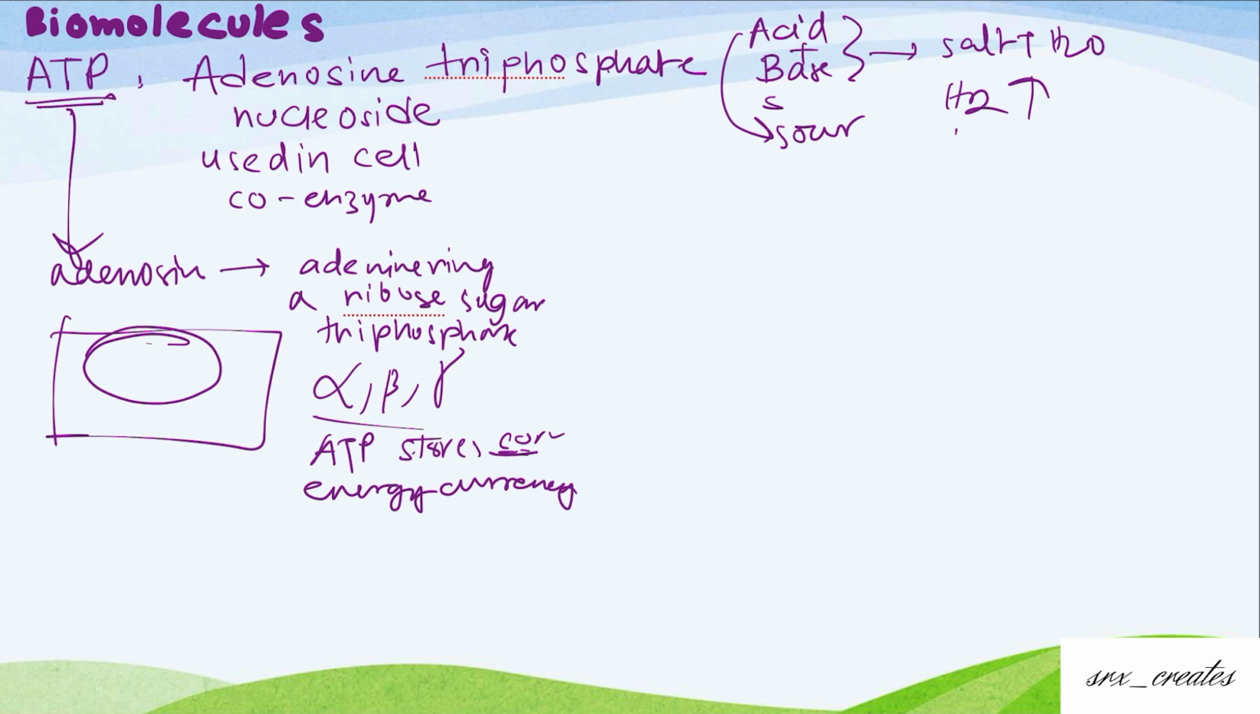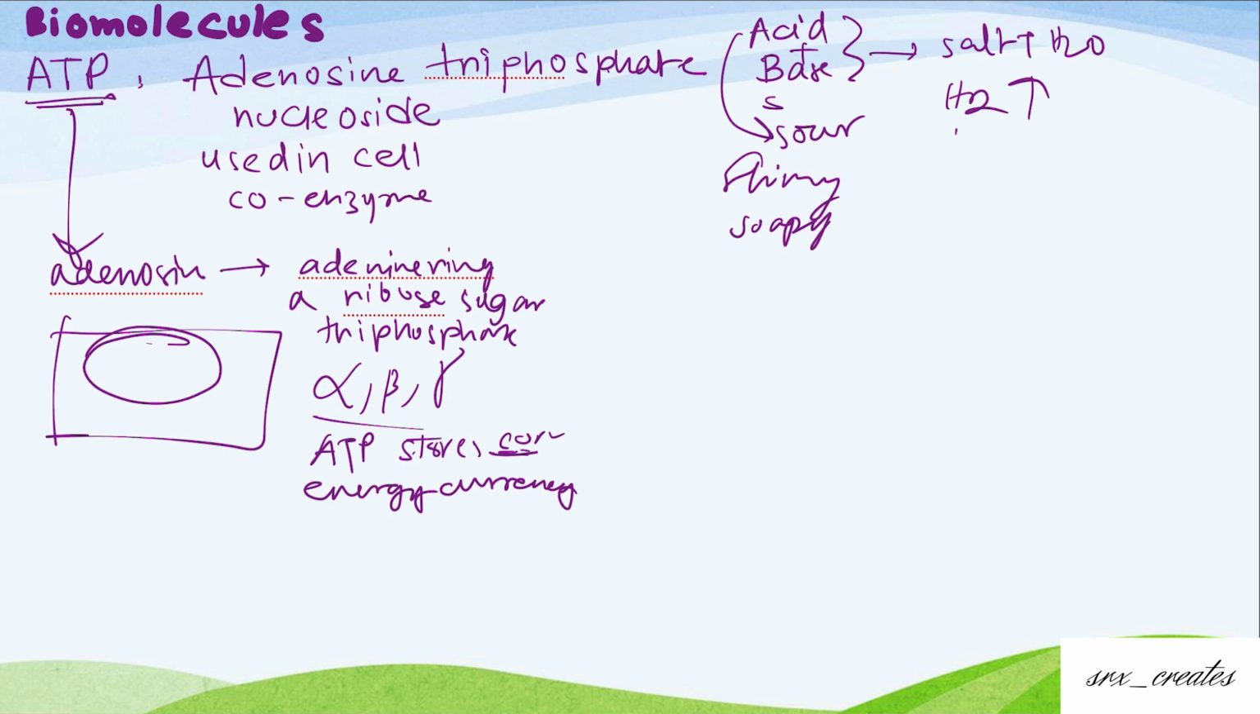Now, what's a base? As I said, it gives OH minus ions. Have you mistakenly tasted detergent? Isn't it bitter? Yes, it's bitter, meaning karwa. It can change the color of certain dyes, as I said, and it's slimy and soapy. Aren't detergents slimy and soapy? Bases can neutralize acids, and acids can neutralize bases. Simple concept. Examples of bases are ammonium hydroxide, calcium hydroxide, and potassium hydroxide.